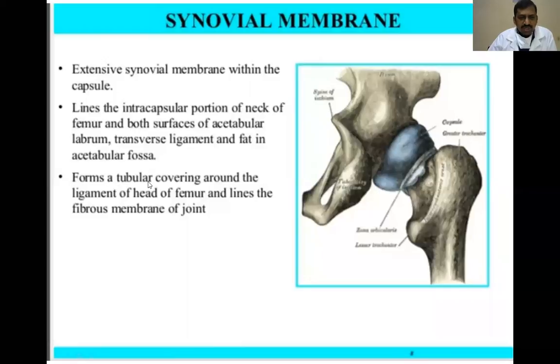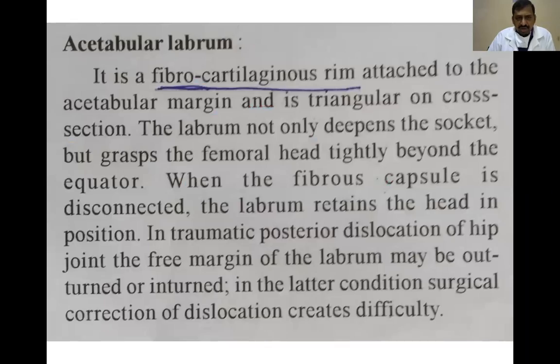Then it forms tubular coverings around the ligament of the head of the femur. The ligament of the head of the femur is also covered by the synovial membrane, which totally seals this ligament, and it also lines the fibrous membrane of the joint, the fibrous capsule of the joint. That is the synovial membrane.